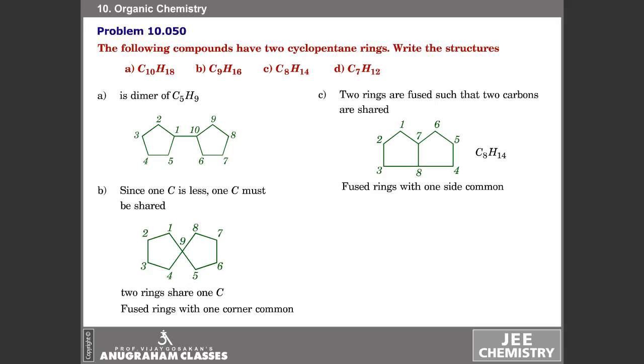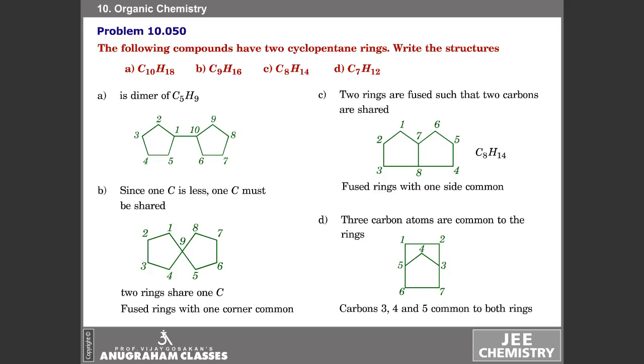This indicates we have three carbons commonly shared by the two rings. Here is a bicyclic system with three carbons commonly shared by the two rings. We have marked carbon 3, carbon 4 and carbon 5. They are common to the two. Carbon 1, 2, 3, 4, 5, they form cyclopentane ring 1. 3, 4, 5, 6, 7 form the second cyclopentane ring. Carbons 3, 4 and 5 are common to both the rings.